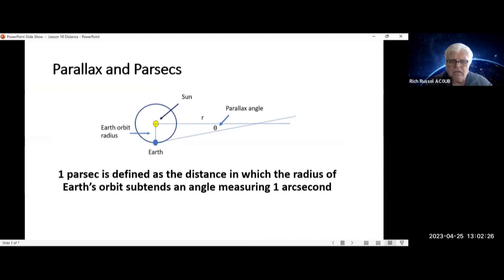What is a parsec? 1 parsec is defined as the distance in which the radius of the Earth's orbit subtends an angle measuring 1 arcsecond. So if you look at the Earth's orbit radius of 1 astronomical unit, and you make a right triangle out of that, the parallax angle from the Earth, if that equals 1 arcsecond, then the distance r is equal to 1 parsec.